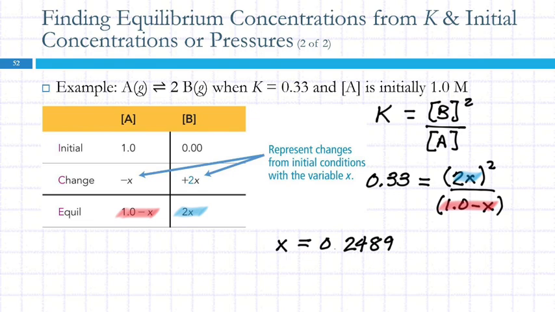Okay, we found x. Is this our answer? No. We want the concentrations, right? Well, the concentration of A at equilibrium is 1 minus x. So the concentration of A is 1 minus x.